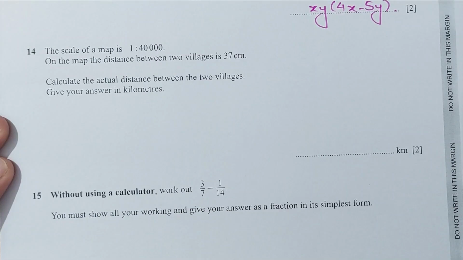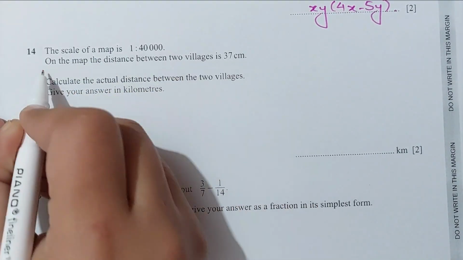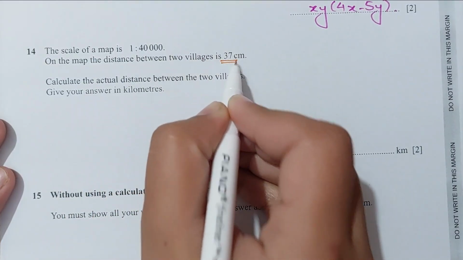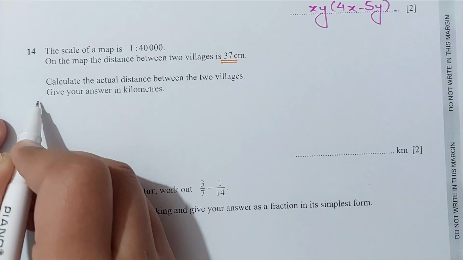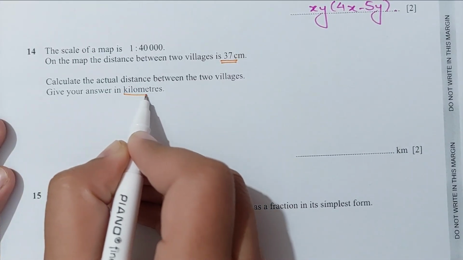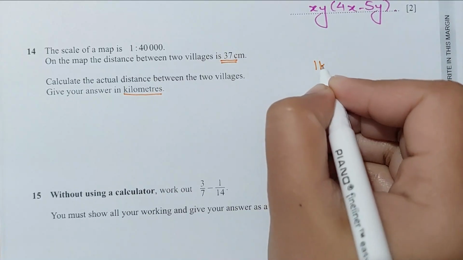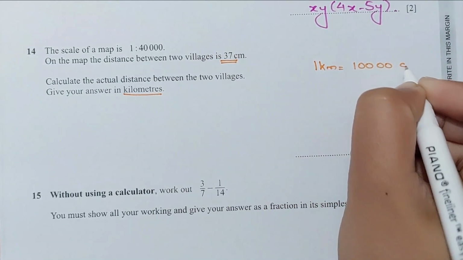Right. Question number 14. The scale on a map is 1:40,000. On the map, the distance between two villages is 37 centimeters. Calculate the actual distance between the two villages. Give your answer in kilometers. So 1 kilometer is equal to 100,000 centimeters.